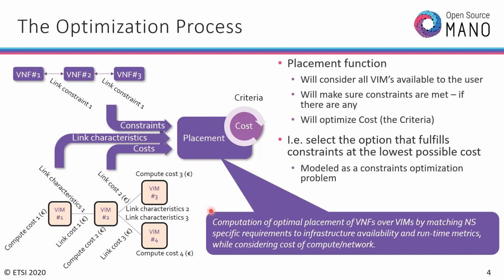And then these things need to match whatever kind of infrastructure that we have, that we see down here. And between the different VIMs, we have different characteristics for the links. There are also different costs. We have different costs of compute for the different VIMs, as we also talked about earlier.